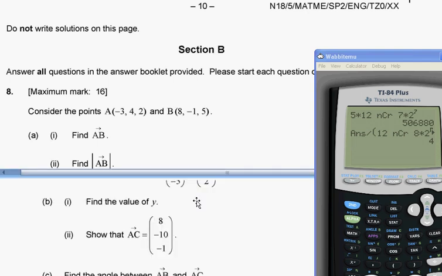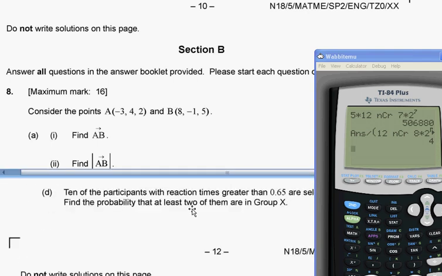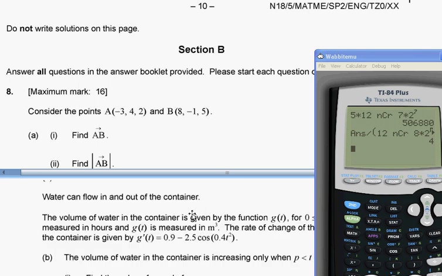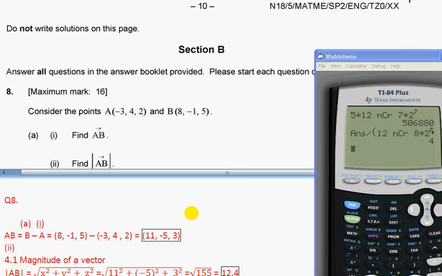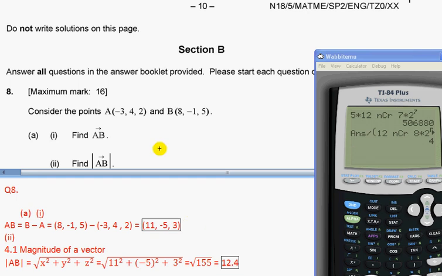Question 8. Consider points A and B. Find AB. So AB will be B minus A. We subtract coordinates. We get the answer. Find the magnitude of AB. The magnitude of the vector is the square root of x squared plus y squared plus z squared, and we can do it with a calculator using brackets, and we have it. So it is 12.4.